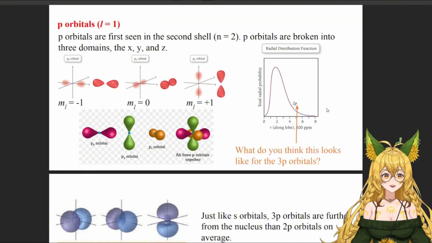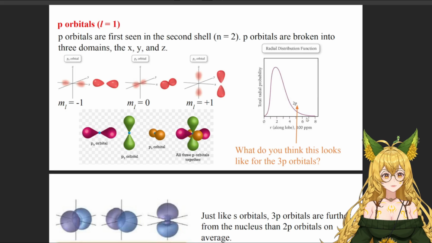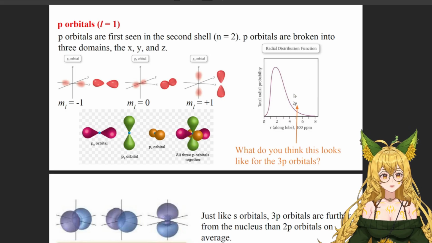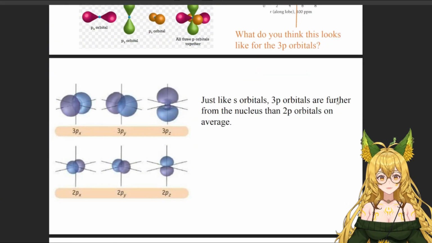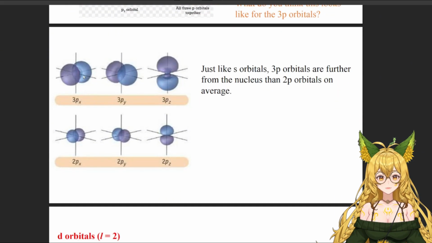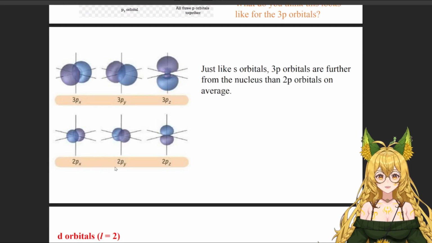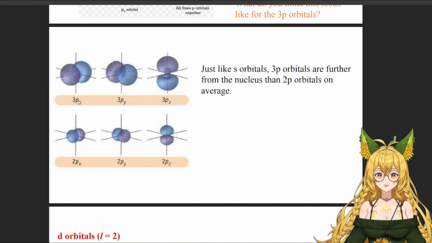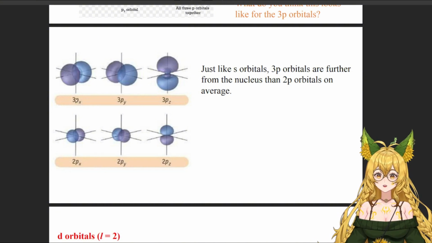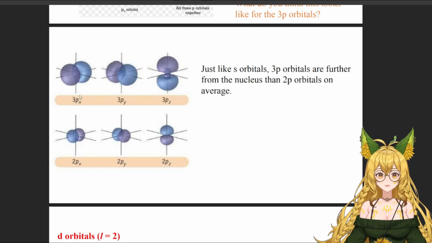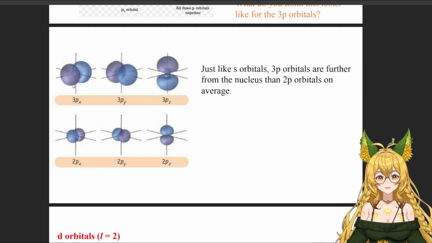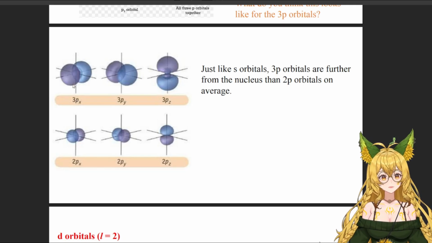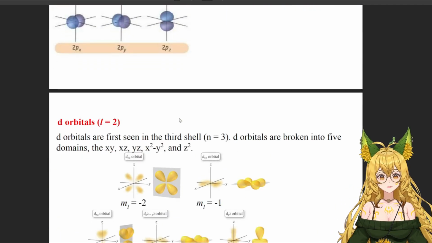So maybe try your hand at considering what a 3p orbital would look like a little bit closer. Will it look even more spread out? What do you guys think? Right here, we have xyz, 2px, 2py, 2pz, and we have the 3. If we notice 3px versus 2px, 3px is further from the nucleus, right? So it's going to be a lot bigger, a lot less dense, right? Just like s orbitals, 3p orbitals are further from the nucleus than 2p orbitals on average.